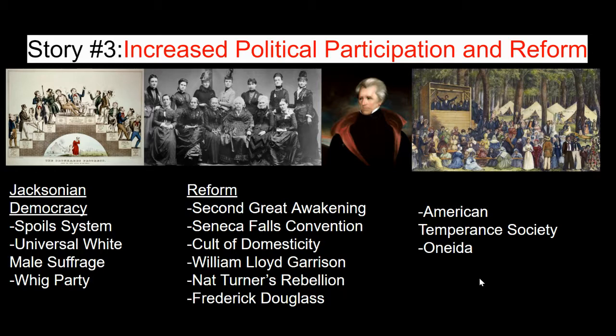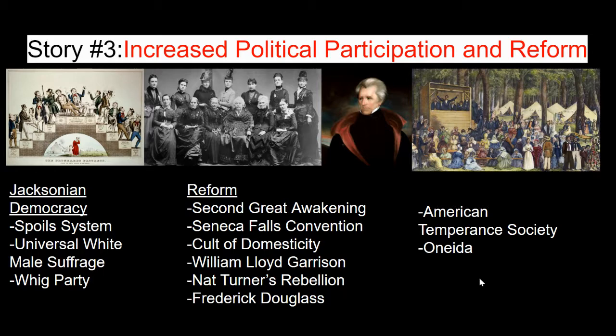But they focused on things like temperance, no alcohol, helping people who were put into prison to reform them, people who were put into mental institutions. But the number one thing that you should always think about when you think about the Second Great Awakening is slavery. It ultimately becomes all about abolitionism.